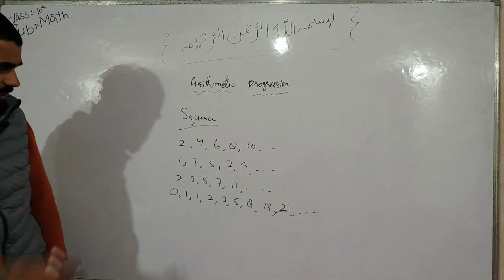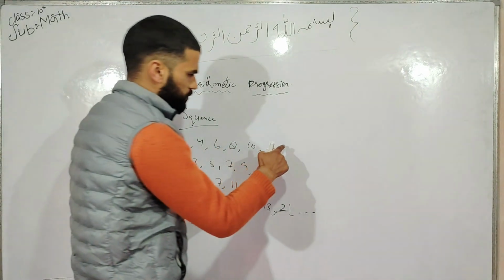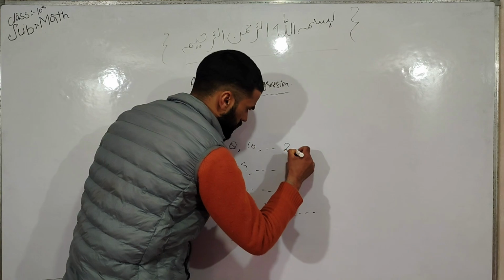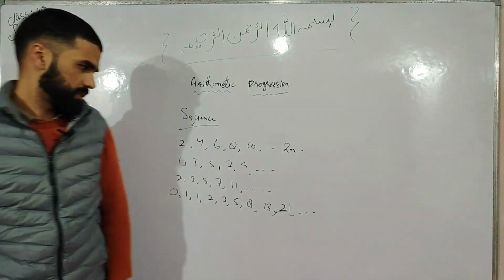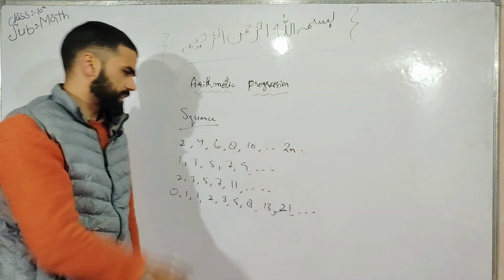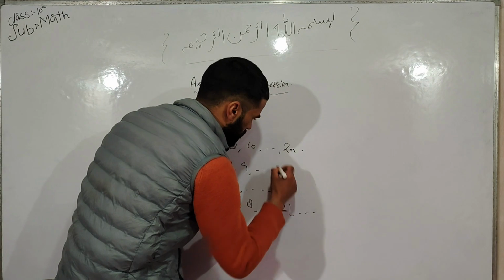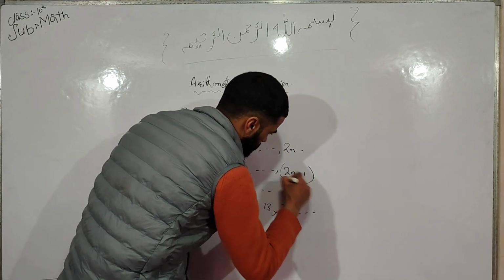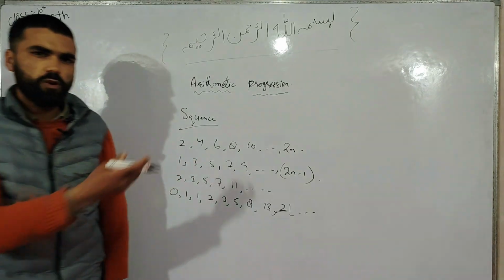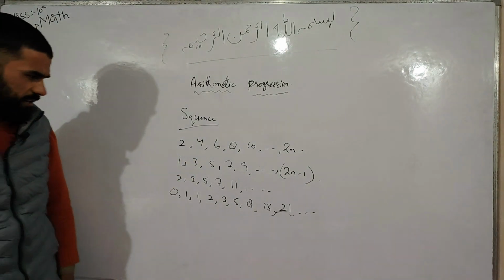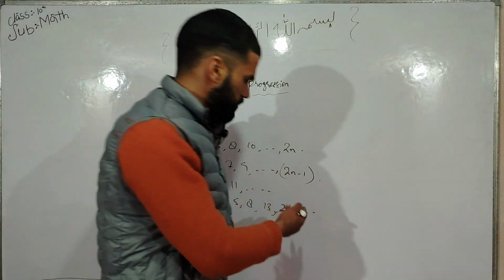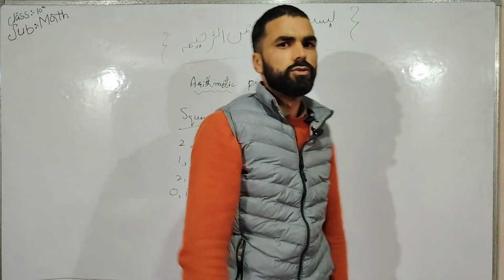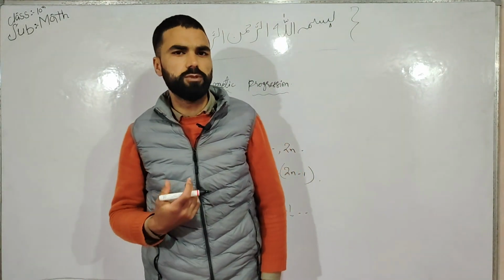But in these sequences, we know the nth term. For the first, the nth term will be 2n, because this is the sequence of even numbers. And the second is the sequence of odd numbers, whose nth term will be 2n minus 1. This is the nth term of the sequence, okay? But the nth term of this Fibonacci sequence is not known. We can't find the nth term of the Fibonacci sequence.